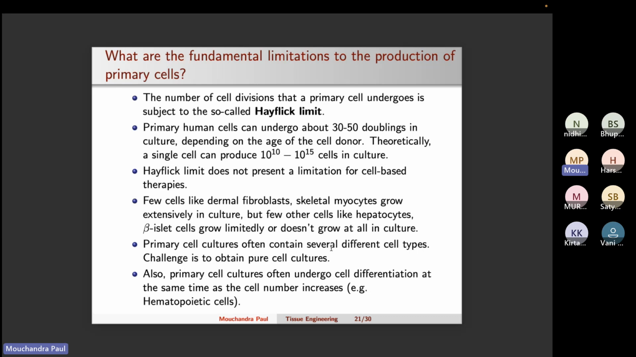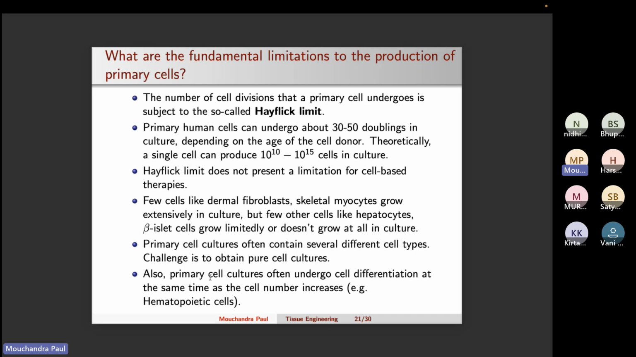Okay, and you may say like I will use the surface marker, but it is also possible that the surface marker you are choosing is expressed by one or two cell types. So you have to be very thorough in your isolation procedure. So obtaining pure cell culture is a challenge, as I implied.